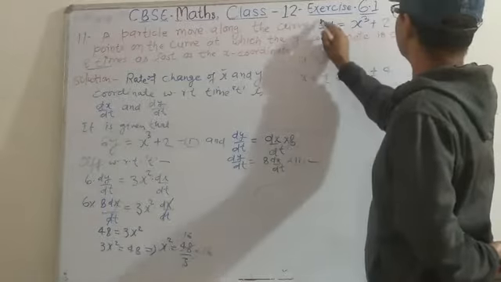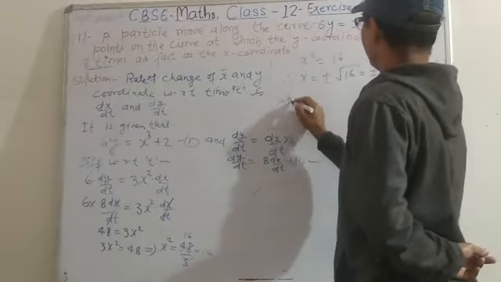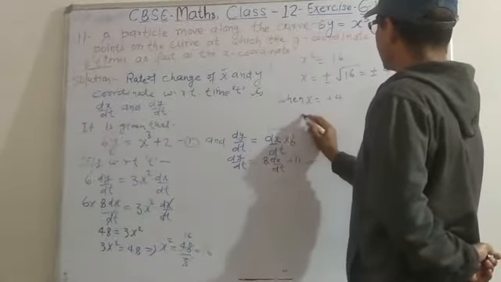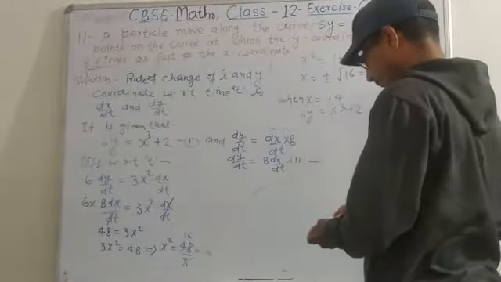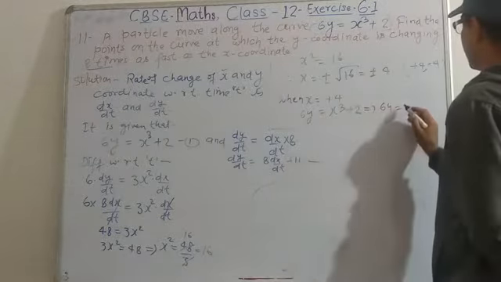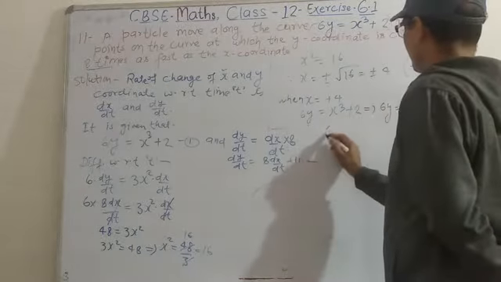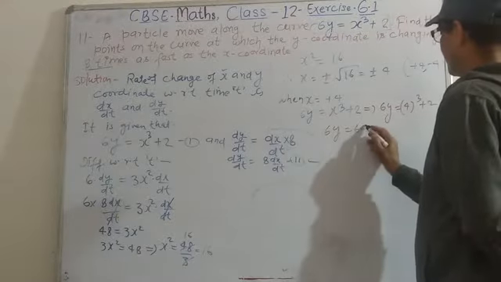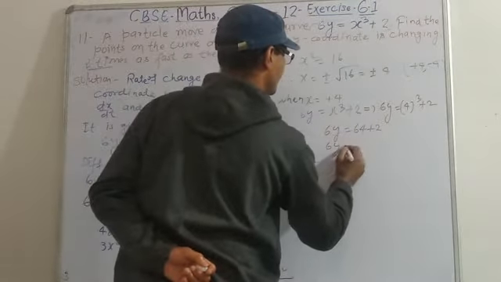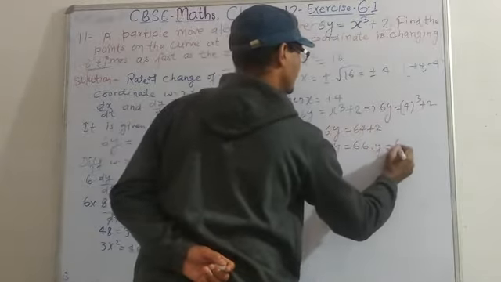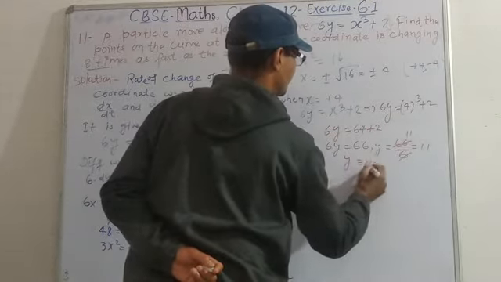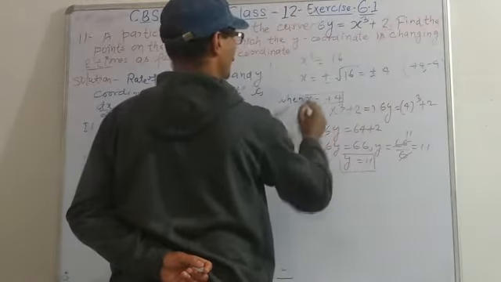Now we put the values separately. When x = +4, our curve 6y = x³ + 2 gives 6y = 4³ + 2, that is 64 + 2. Putting +4 in place of x, 6y = 66, so y = 66/6 = 11. So when x is 4, we get y = 11.